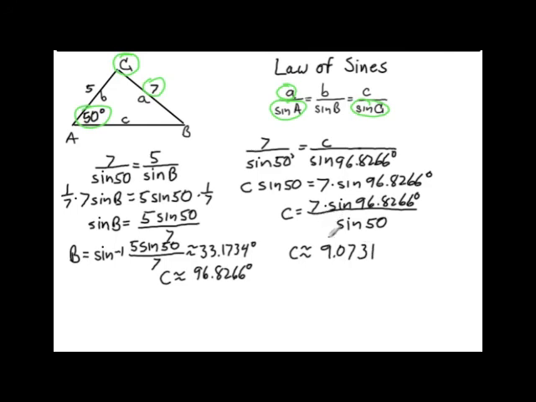Now, just to do a quick check, here we had angle B is approximately 33 degrees, and angle C is approximately 97 degrees. So if length C is approximately 9, our shortest side of 5 should be across from our smallest angle. Our middle side of 7 should be across from our middle size angle, and our largest side 9 should be across from our largest angle. So just glancing at that, this appears to all make sense.